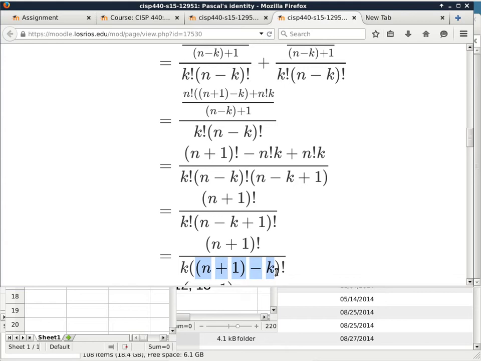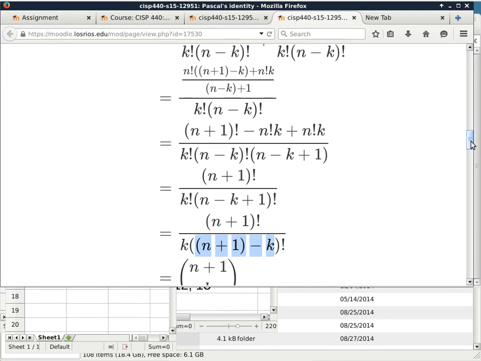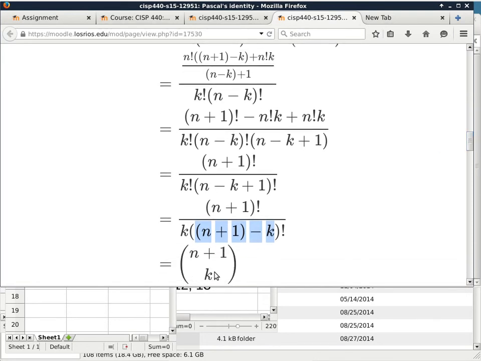Why do I group these terms in this particular way? Because I want n plus 1 to be together, and then I want k to be a separate term. Because when you look at this, what is the other way to express this particular fraction? It's the number of combinations of picking k out of n plus 1. Exactly. Because it falls into that particular format, and now we have the conclusion.